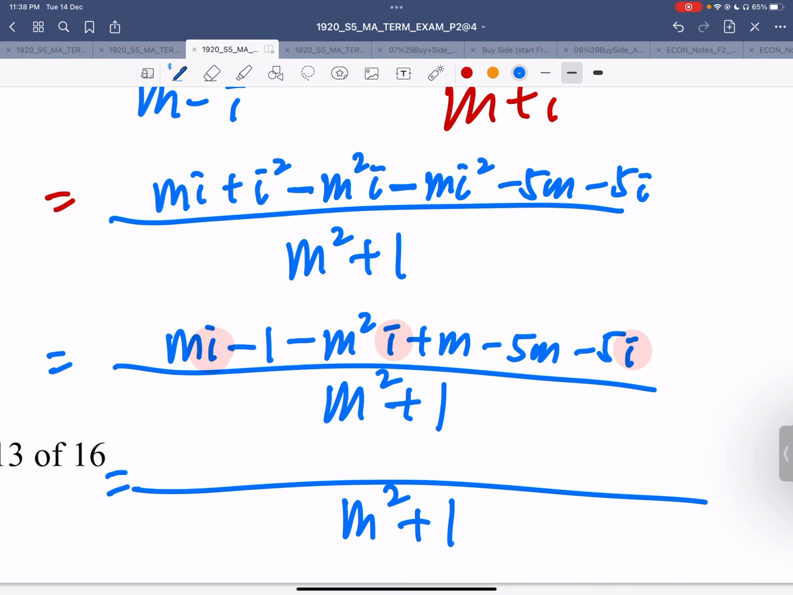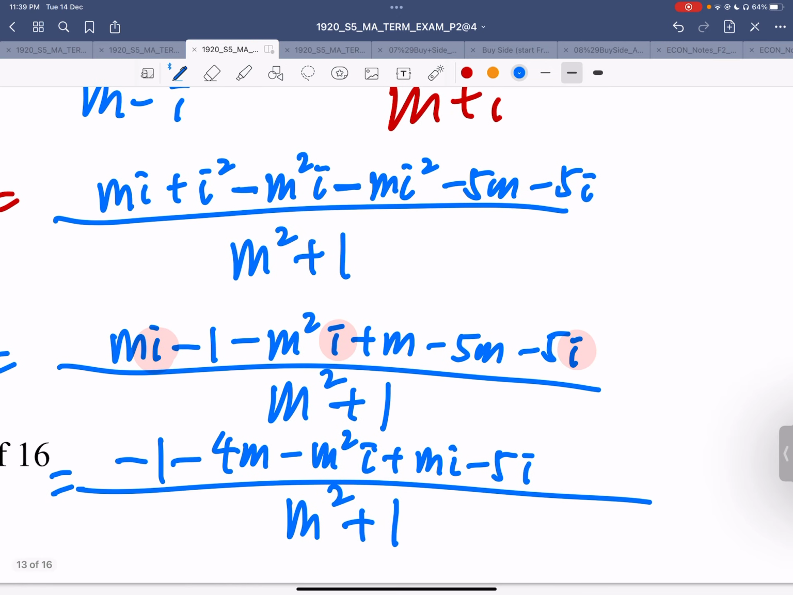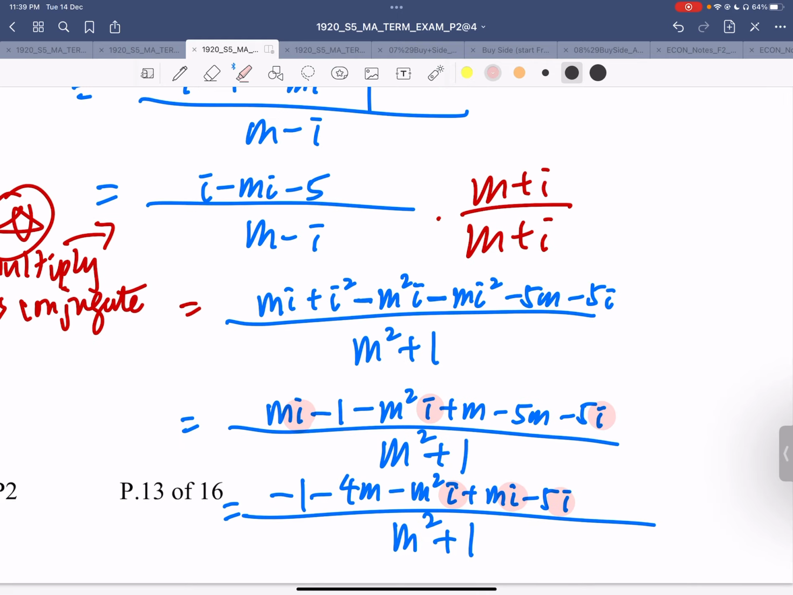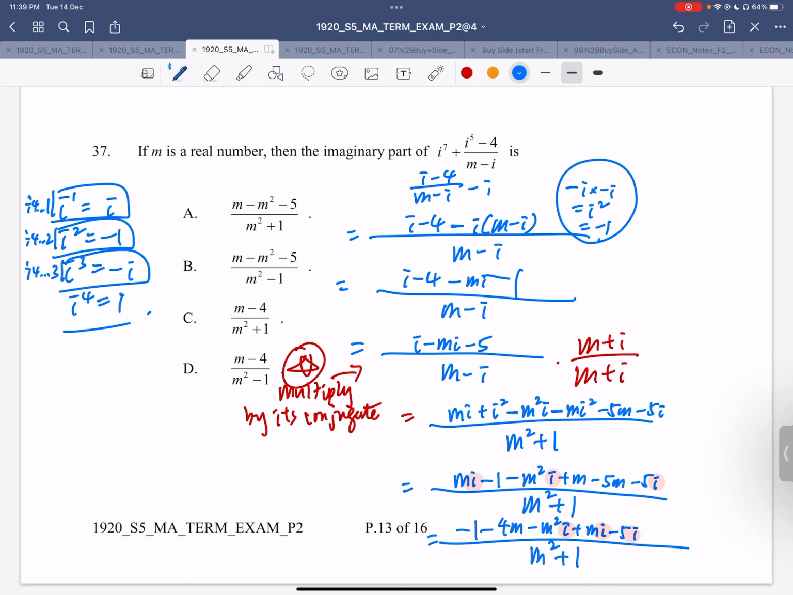So let me first isolate the -1 minus 4m, plus, okay, and then followed by the terms with I, minus m squared I plus mi minus 5I, right? They are grouped together, all right? Then you can basically simply do it, which will be -1 minus 4m, over m squared plus 1, plus I.